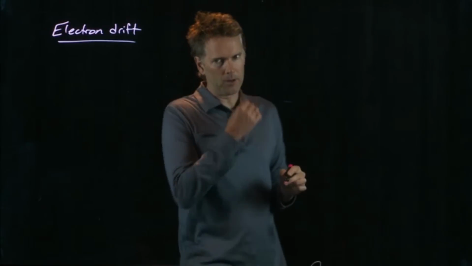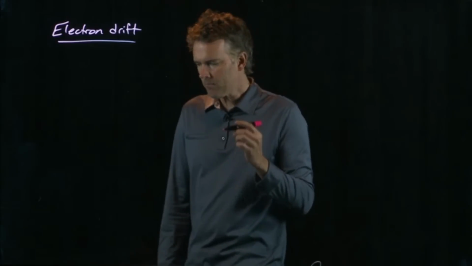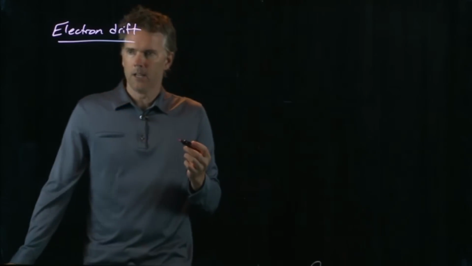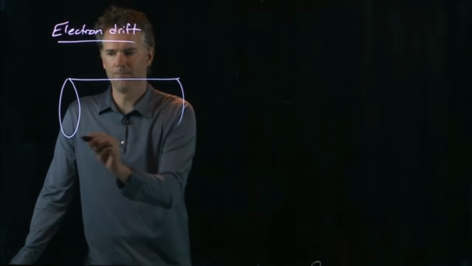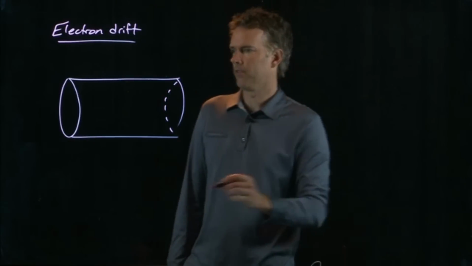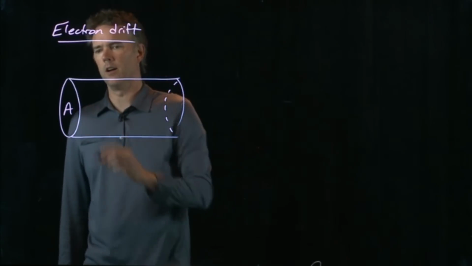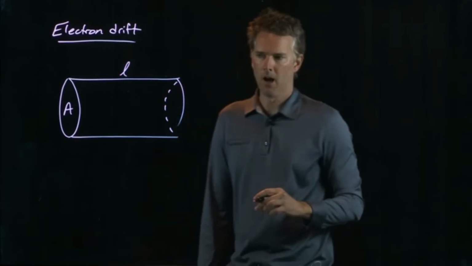Okay, and this is related to your homework problem 1855. So the idea is the following. When we have a wire, our wire looks like this. It's got a cross-sectional area of A. It's got some length associated with it, L.